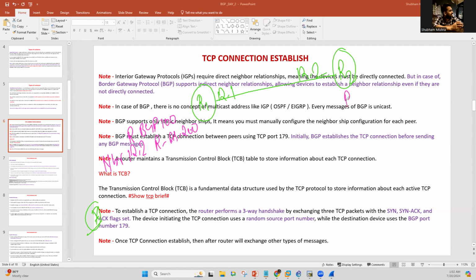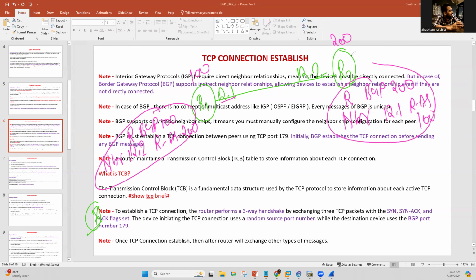Come on R2. On R2, I am running router BGP 200. After that, I am running neighbor. Who is the neighbor? 12.1. 12.1 remote AS. What is the AS number on R1? 100. Here 200. So on R1 I write this command. On R2 I write this command.